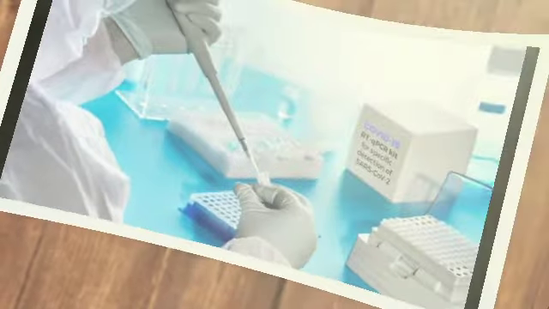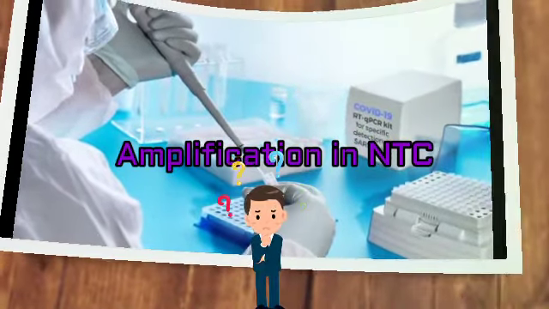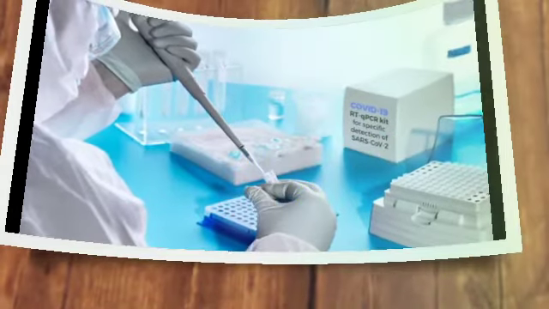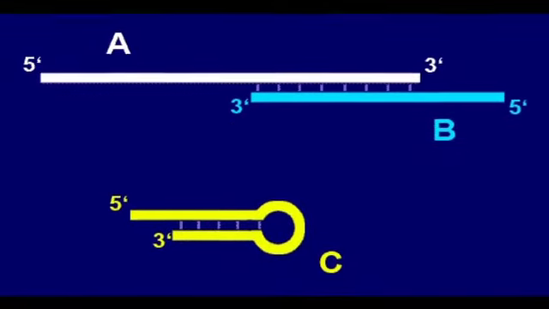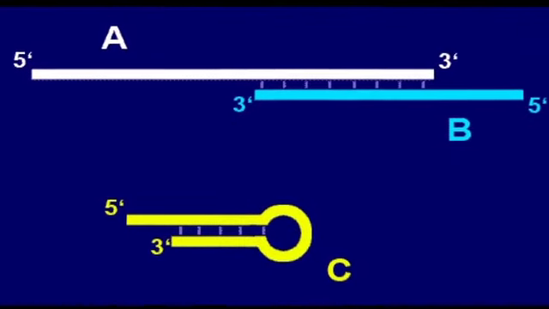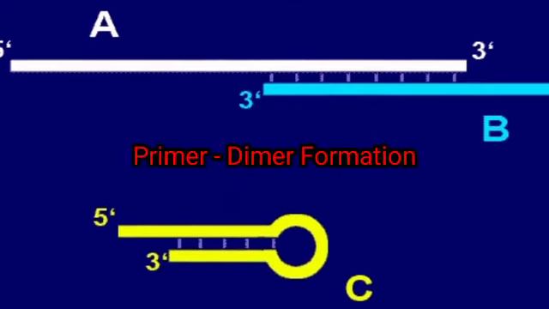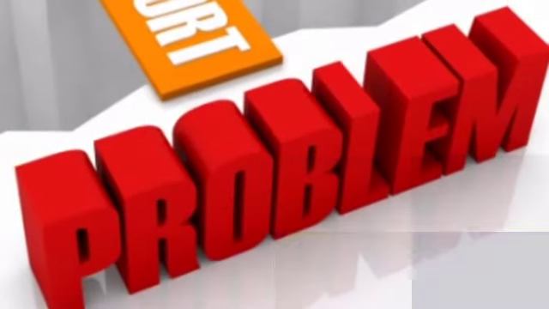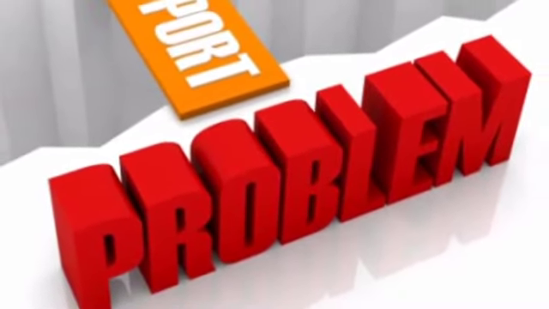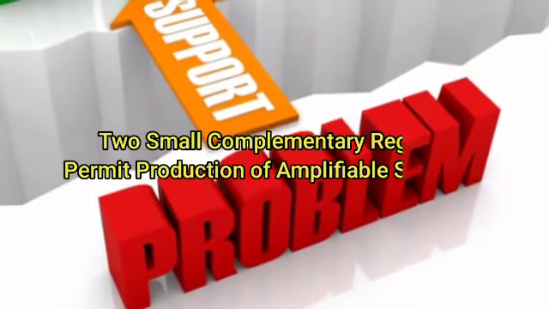Now we will see in short why we get an amplification curve in NTC samples. Sometimes product can appear in the non-template control. It can be due to some primer sequences forming structures that can be used as substrate by DNA polymerase. The most common version of this problem is primer dimer formation, wherein some small regions of complementarity in the qPCR primers permit the production of amplifiable structures.